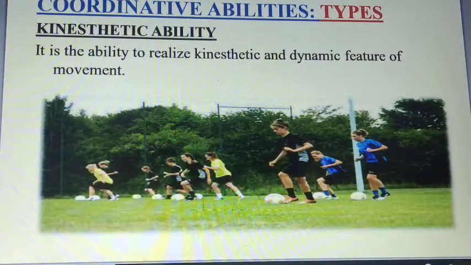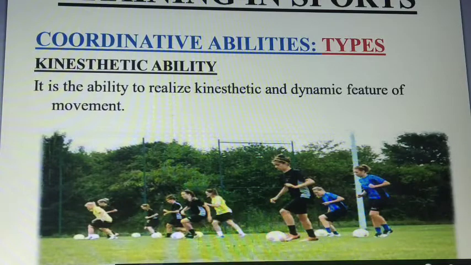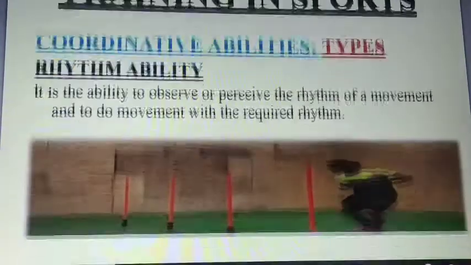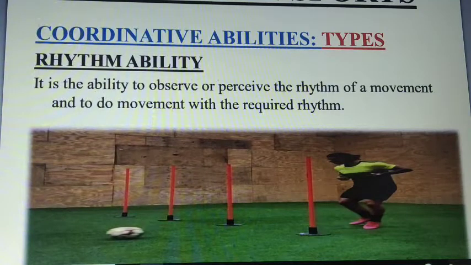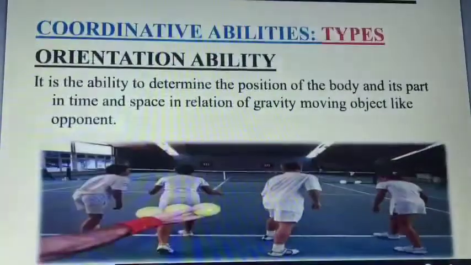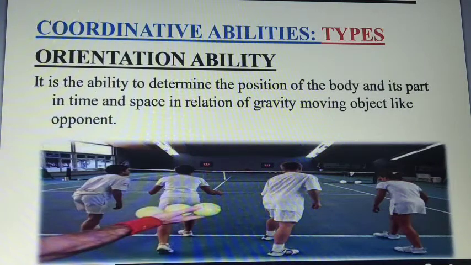Next is kinesthetic ability. What is kinesthetic ability? It is the ability to realize the kinesthetic, that is, the dynamic feature. When we get to know the dynamic feature of a movement, it is kinesthetic ability. Next is rhythm ability. It is the ability to observe or perceive the rhythm of a movement. In kho, it is very important to have rhythm ability, otherwise you will not prosper in this game.